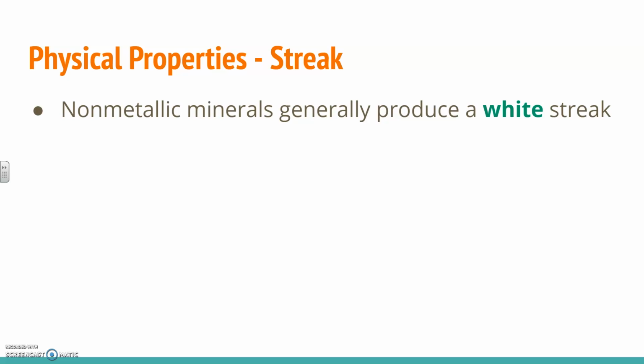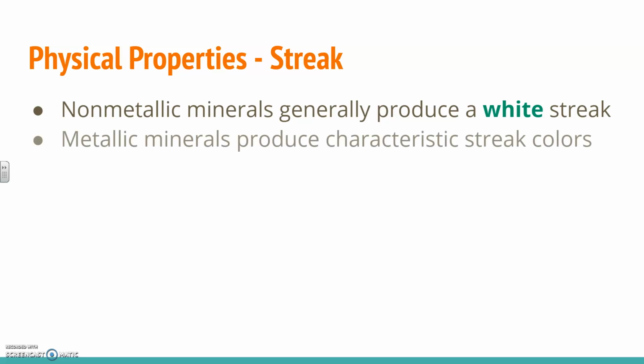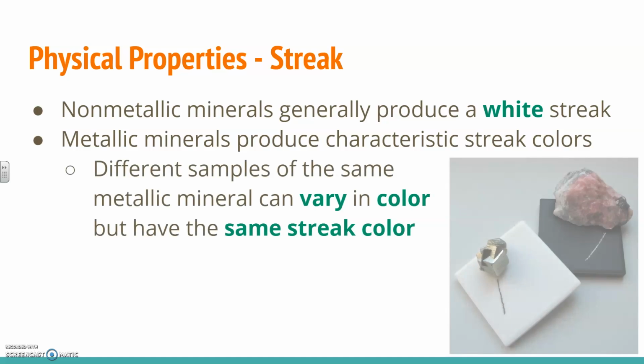So non-metallic minerals will generally produce a white streak. So that's why on the last slide there was a black streak plate and a white streak plate, because sometimes we need to see. Whereas metallic minerals produce a characteristic streak with different colors. Different samples of the same metallic mineral can vary in colors, but have the same streak color.